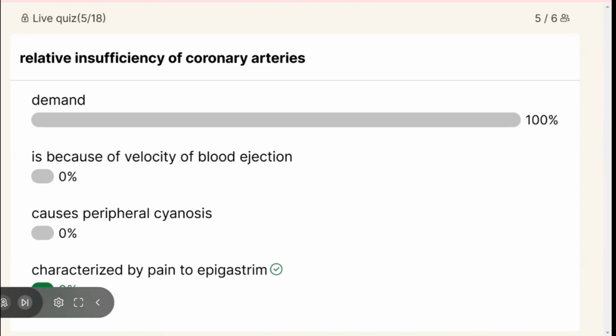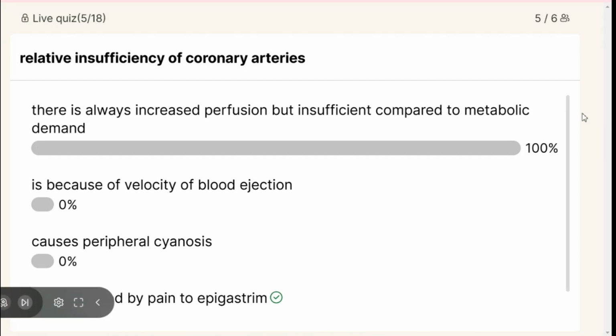Okay, so this question is about the relative insufficiency of coronary arteries. The first one is false, because insufficiency of coronary arteries can be either absolute or relative. Usually, in absolute cases there is decreased perfusion, and in relative cases the perfusion can be either increased or normal. For example, in hypertrophy of the left ventricle there is normal perfusion, but the metabolic demands of the heart have increased because of the hypertrophy. So the statement that it is always increased perfusion is incorrect, because it can be either increased or normal perfusion. The next option is about velocity of blood ejection.